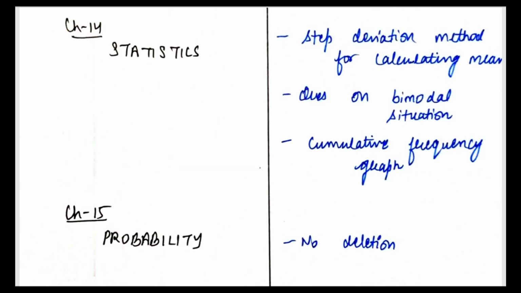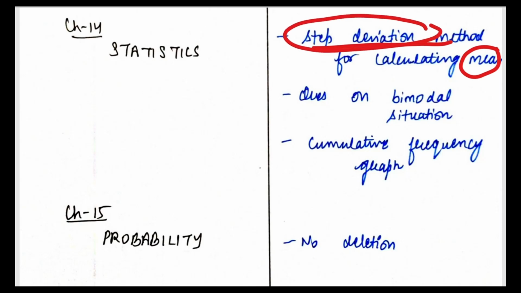Next is our chapter 14. इसमें भी 2 to 3 topics are removed. Step deviation method. Mean calculate करने के लिए there are 3 methods in your book. Assume mean method, step deviation method. उसमें से आपको step deviation method नहीं करना है अब. Bimodal situations के questions जिसमें मोड 2 आ सकती हैं, वो नहीं करने अब क्वेश्चंस.